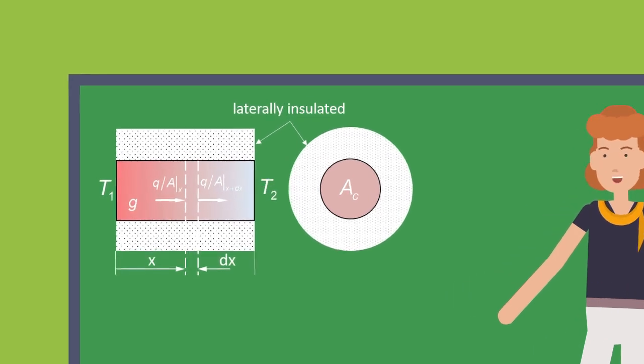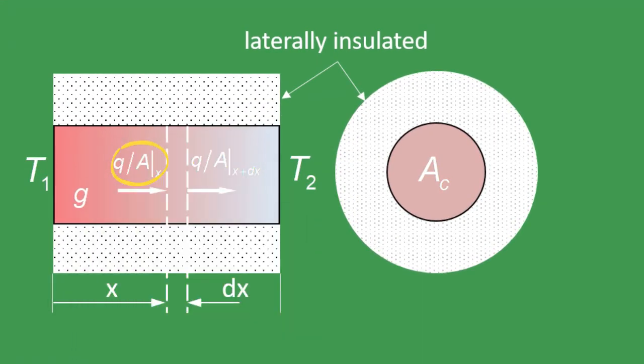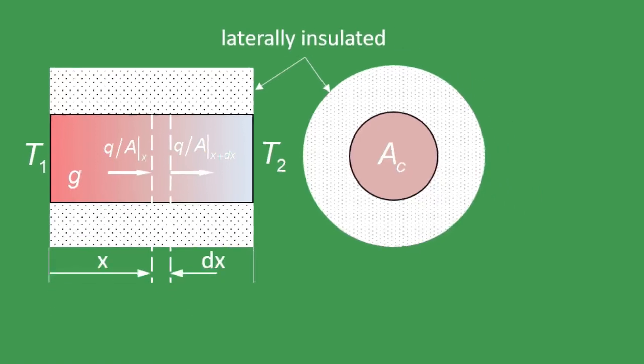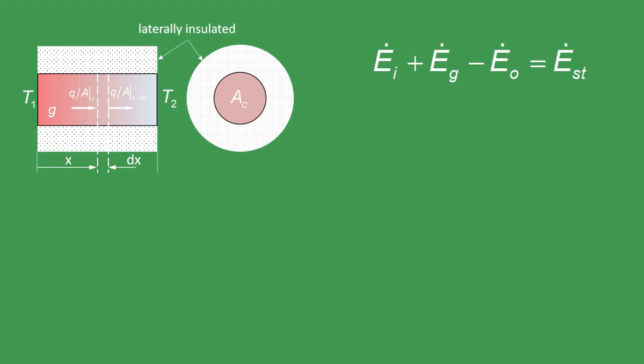Let us take a differential control volume of cross-section AC and length dx. There will be a conductive inflow on the left face of the control volume and an outflow on the right face of the control volume. The application of the conservation equation tells us that inputs plus generation minus outputs equal the stored or accumulated energy per unit time. Now, we have to evaluate each of these components of the energy balance.